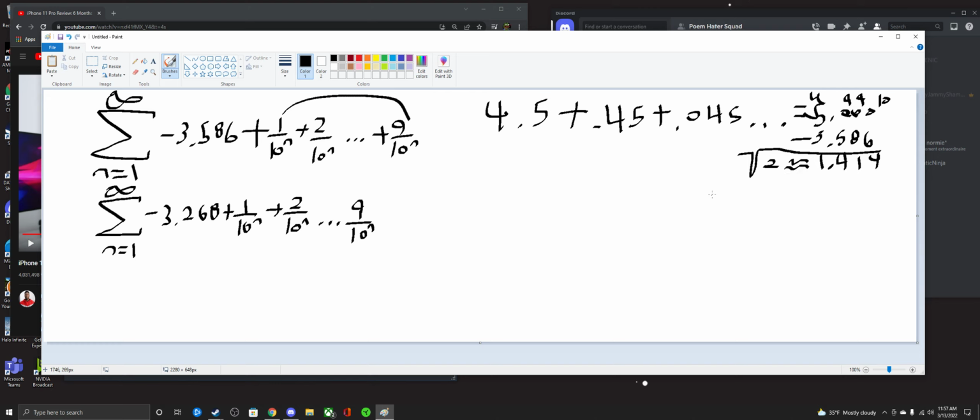So now we can do the same thing for the bottom sum here. We know that by adding these up, we can say that it's also 4.5. That's really bad. 5 plus 0.45 plus 0.045, and once again it converges to 5. So this time we subtract 3.268. So 5 minus 3.268.